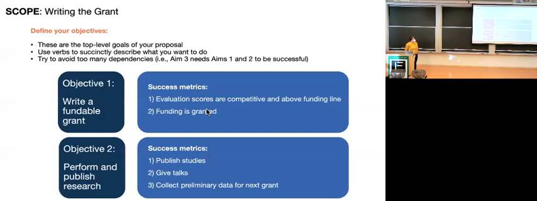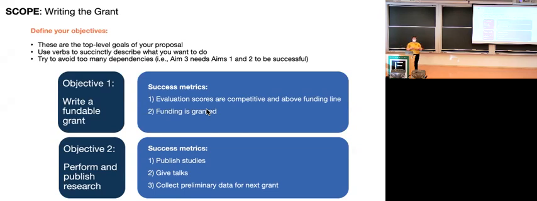Okay, so let's take, for example, these examples of how to write a grant. My first objective in my grant is to write a fundable grant, and my second one is to do the research. In each objective, I'm going to define some sort of success metric. So evaluation scores: when somebody's reading your grant, they're going to be very competitive, and you need to have funding. You need to show that your grant is going to be above the funding line. The funding line is the killer.